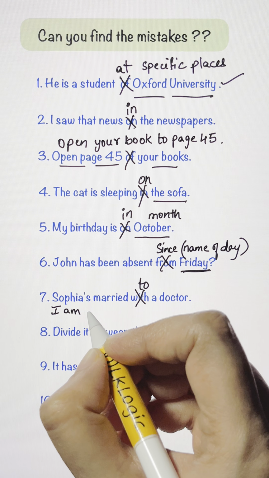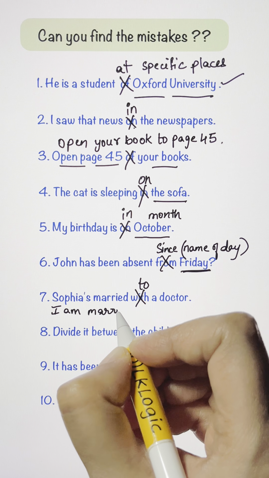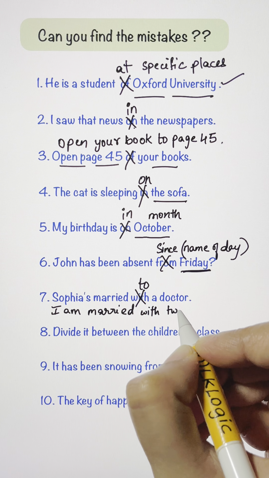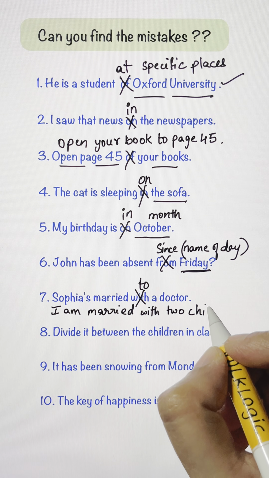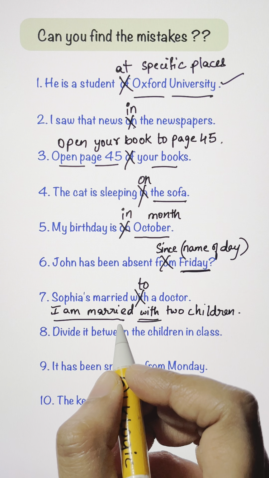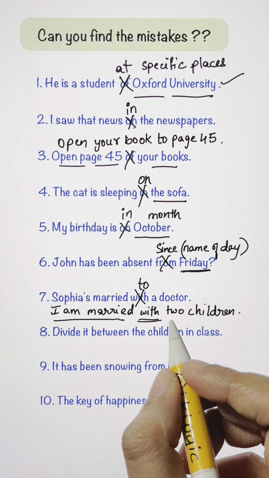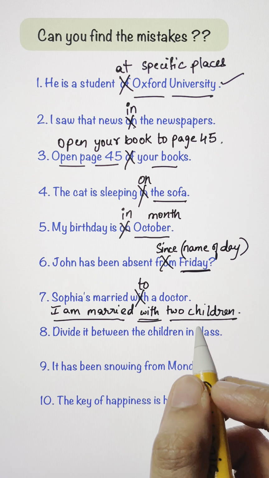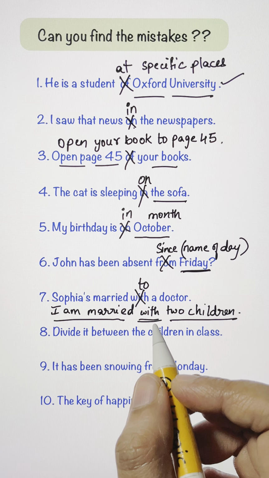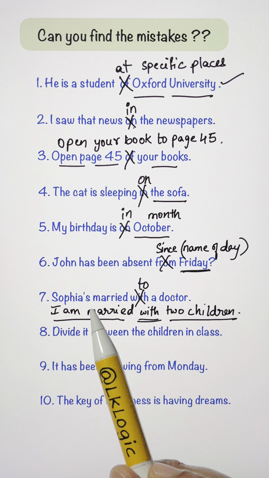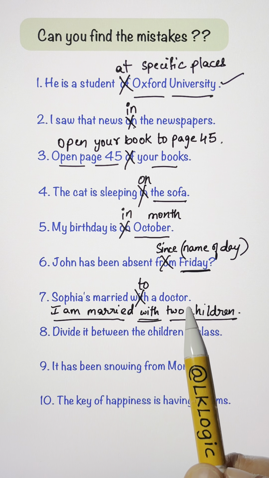I am married with 2 children. So the person is married to their spouse and the person has the other thing as well, that's two children. So when you're saying two things, we use with, married with. But here you use married to. Sophia's married to a doctor.